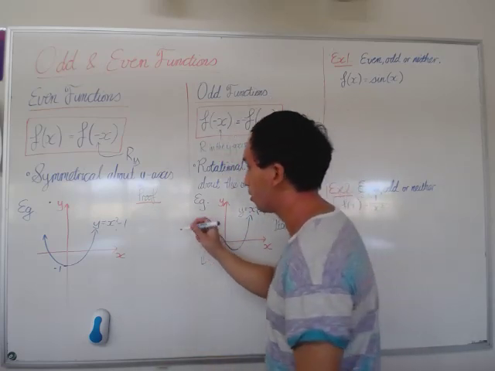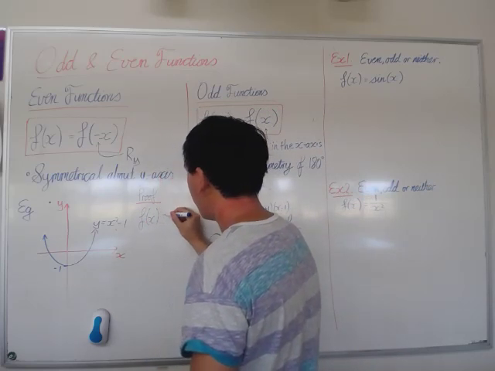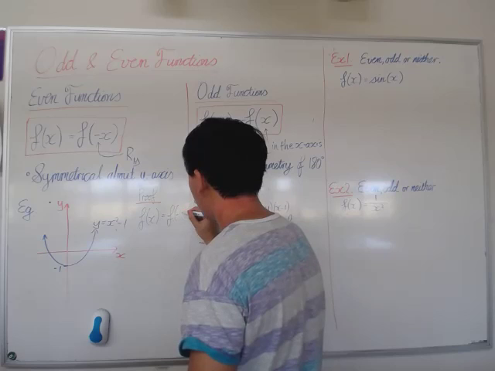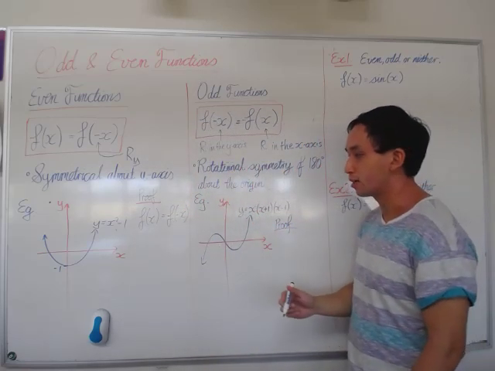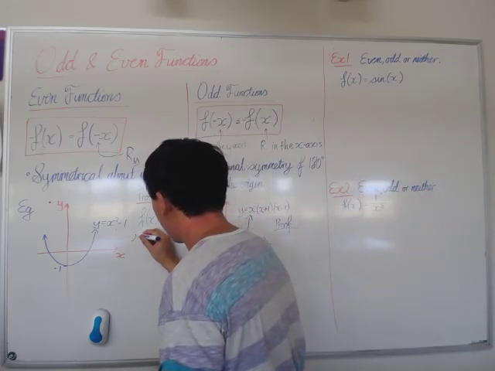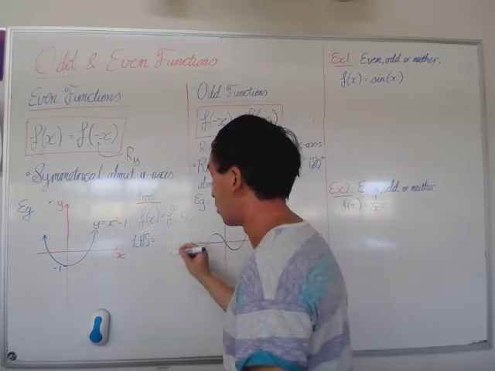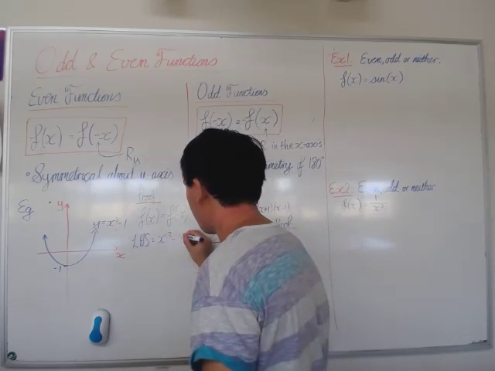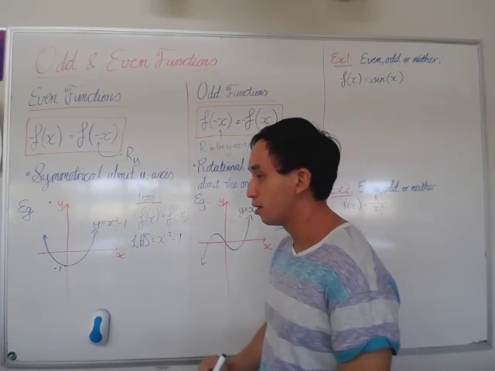So we need to prove that f of x is equal to f of negative x, which is the reflection in the y-axis. So we know the left-hand side is equal to this one over here, x squared minus 1. Now we're going to need the right-hand side of the equation to equal this.